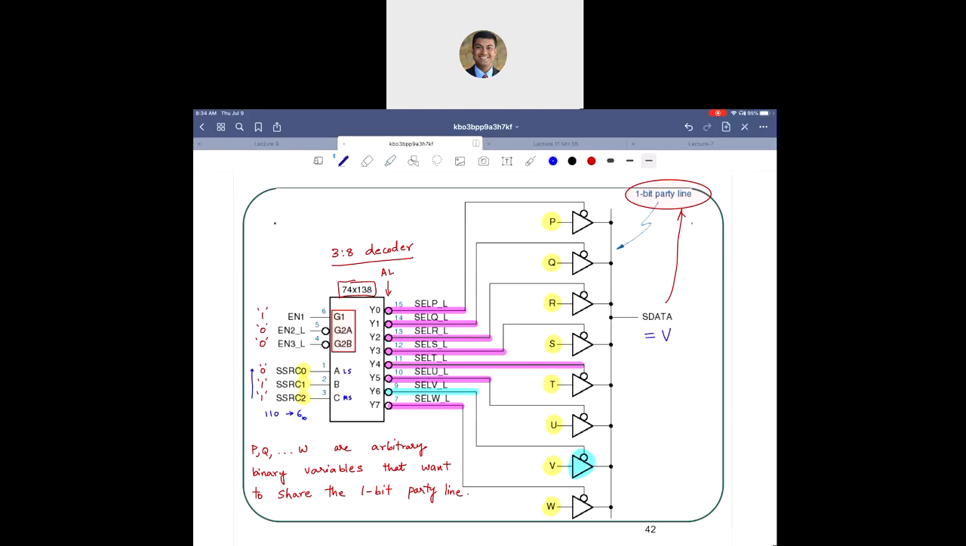So the binary variable V has taken control over S data. So S data equals V when you have all those things enabled and you have that 1, 1, 0 combination at the input, right? So you can quickly change that decoder input to manipulate which of those 8 binary variables takes charge of S data, maybe to write it. Later on we'll see that it can go bidirectional with certain elements. So here we are only talking about writing things to S data.